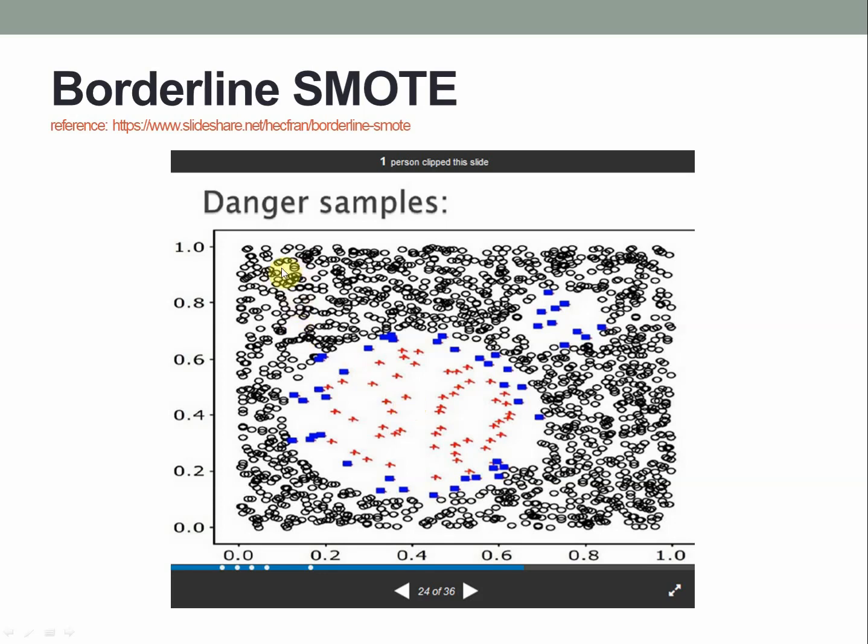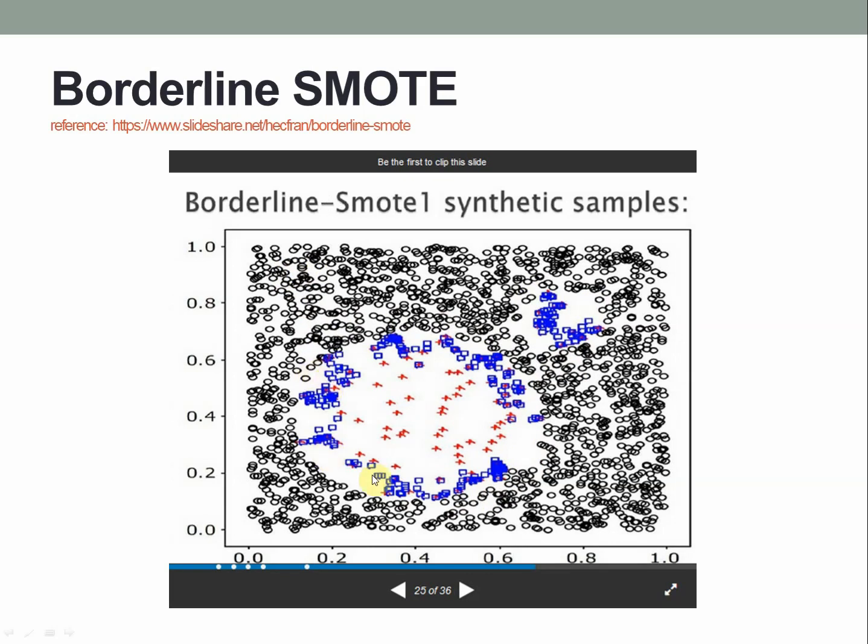And if you have some red cross over here, that's indicating it's noise. So we identify the neighbors, the borders, which indicate those are the points that are in danger. And then what we're trying to do is generate the synthetic data only among those in-danger points. And that is what we call borderline SMOTE, so it can reinforce the border of the minority class.